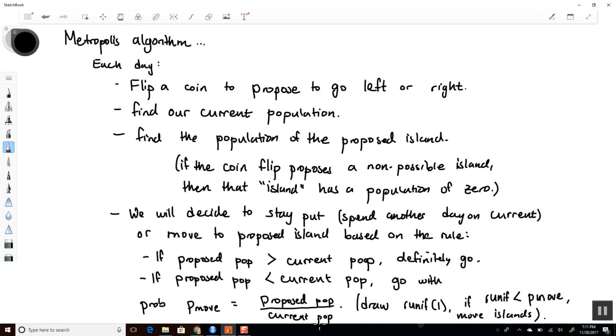Okay, so let's, yes, question. So the first thing I thought of is, what if the island farthest away from the start point has a very high population? Would that end up being underrepresented? No. This is the amazing thing about the Metropolis algorithm, that you will end up there.